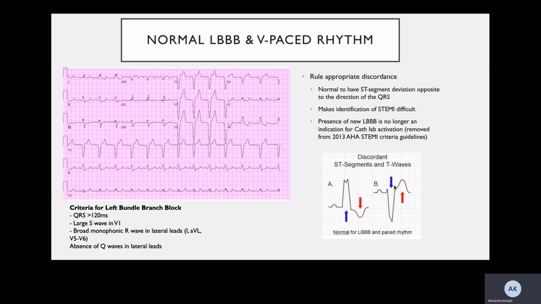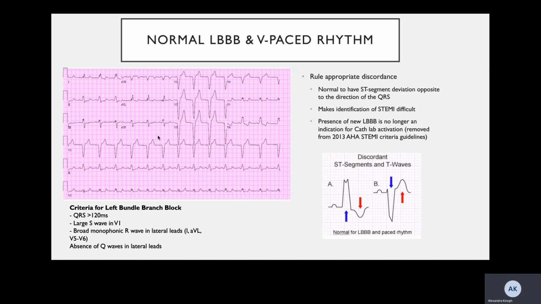This is another graphic that displays that. So if the primary direction of the QRS is down, it's normal to have ST segment elevation in the opposite direction. If the primary direction of the QRS is up, as you can see here, it's normal to have a little bit of depression. So this is called the rule of appropriate discordance. So it makes it difficult to assess for ischemia in the presence of a left bundle or V-paced rhythm.